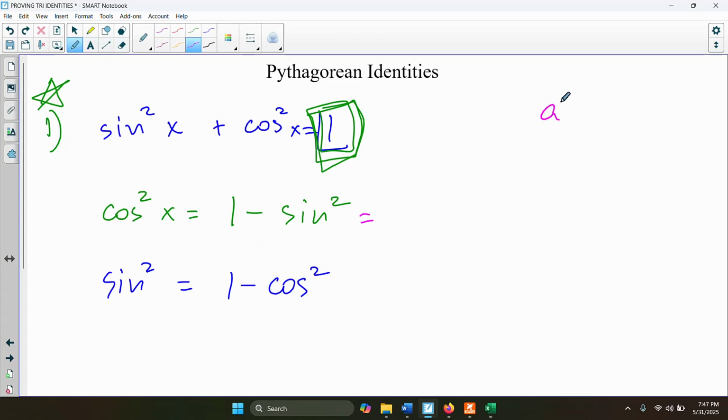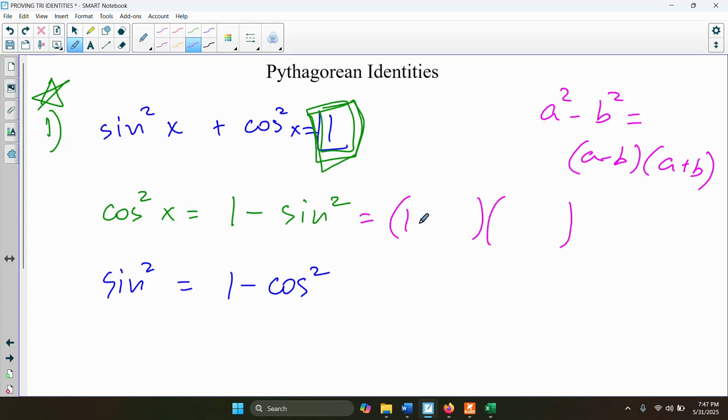If I use this property, simple a minus b, a plus b, look at that. This cosine squared can be thought of in factored form as 1 minus sine times 1 plus sine. How do I see that? Well, 1 is like 1 squared, so it's the difference of squares, and that leads to the multiplication of two conjugates.